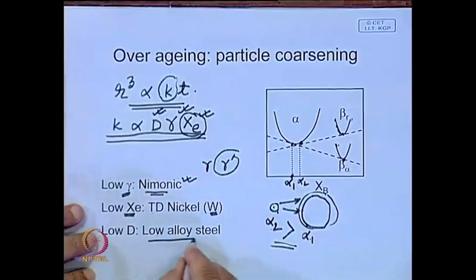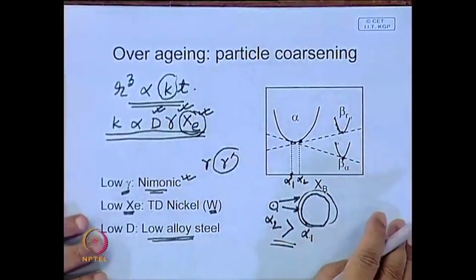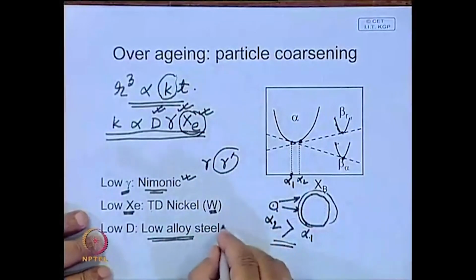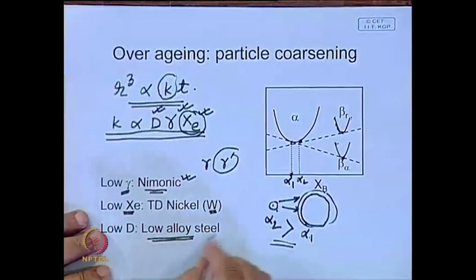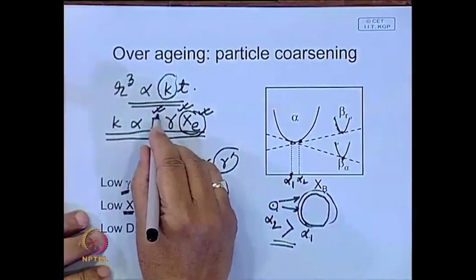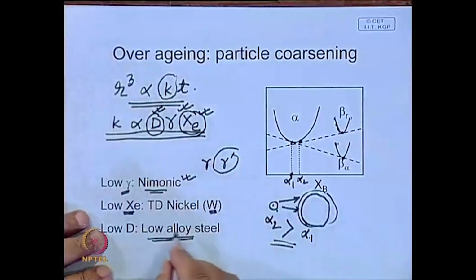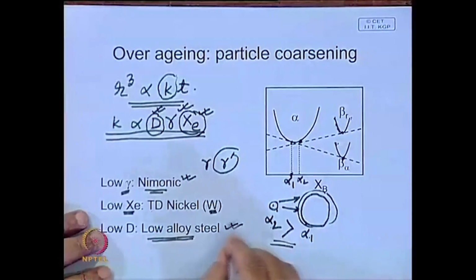Another example is low alloy steel, which is very often used for high temperature applications like boiler tubes or steam turbine blades. Here, if it is a plain carbon steel, the carbon diffusivity is very high. So, therefore, the carbide will coarsen. Now, you can bring down the coarsening rate of carbide by adding some alloy element which goes into the carbide. So, if you add strong carbide formers, you can decrease the coarsening rate of the precipitate and increase the high temperature stability of low alloy steel.